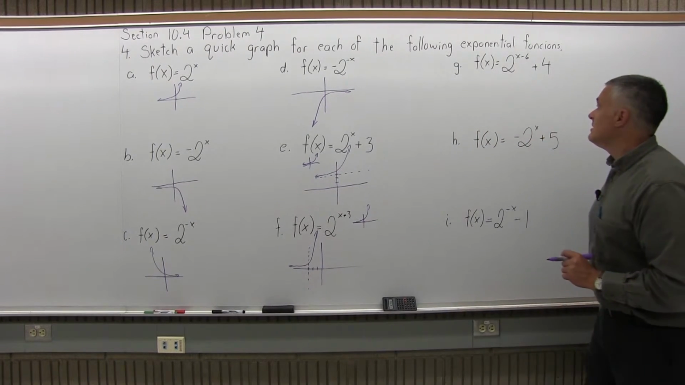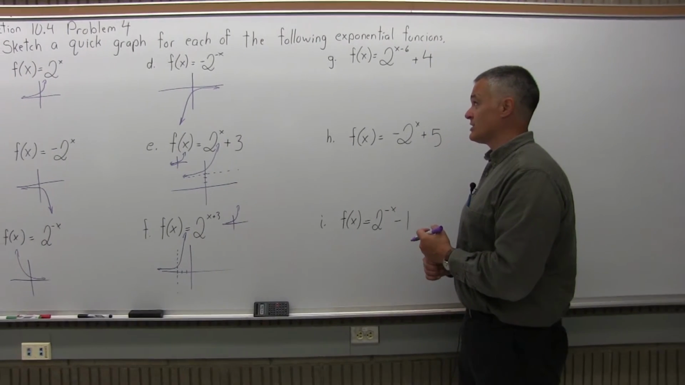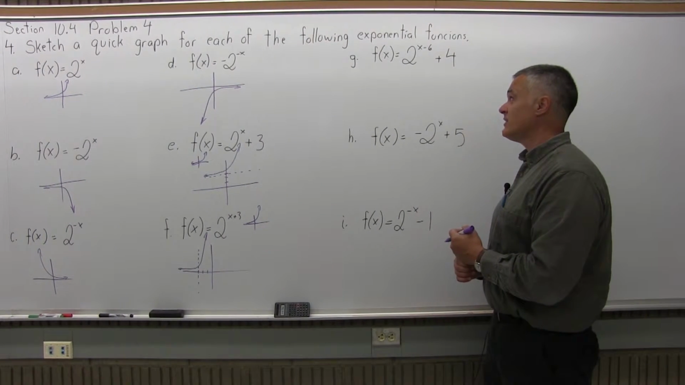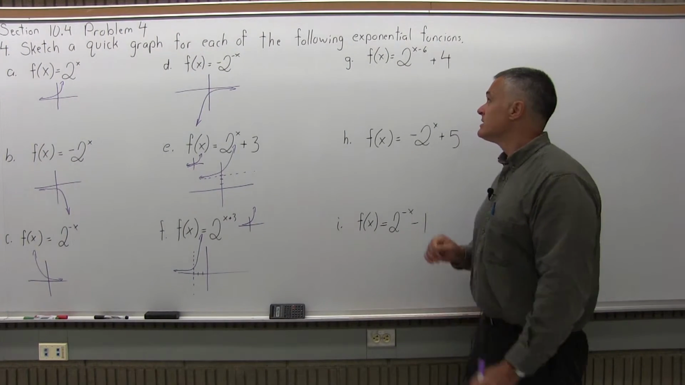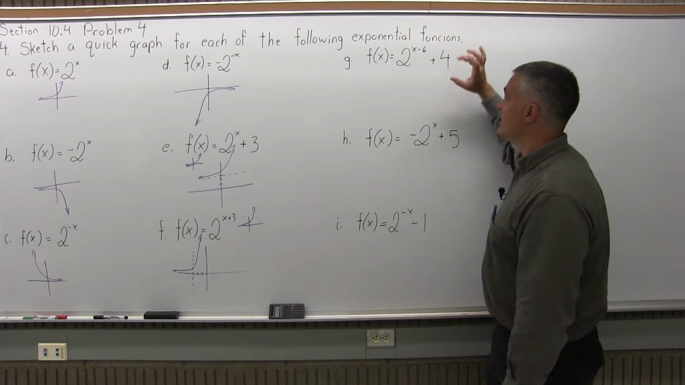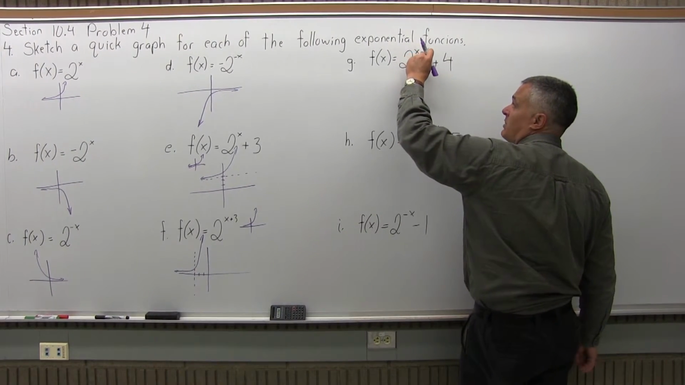And now part G, you have both a horizontal and vertical shift. G says graph the exponential function f of x equals 2 to the x minus 6 plus 4. So the minus 6 is in the exponent and the plus 4 is not. So you have a positive base, positive exponent.